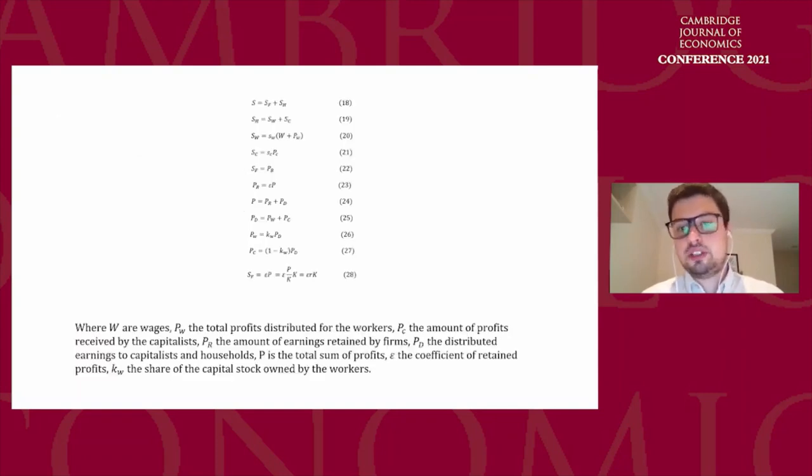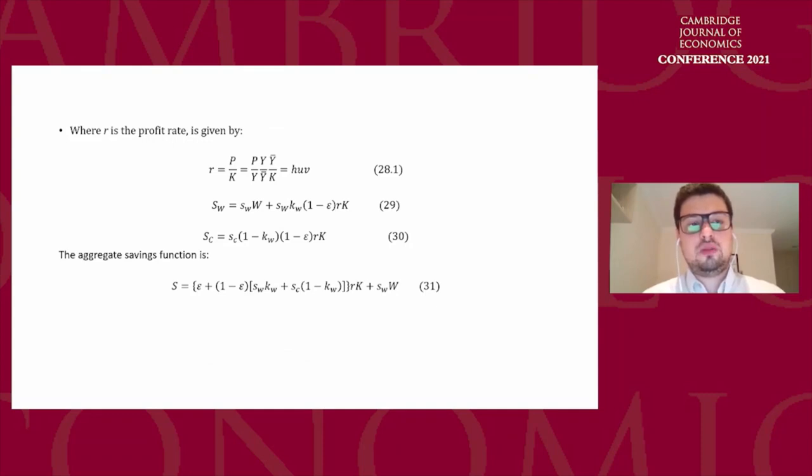This is the set of equations that determine the macroeconomic equilibrium between savings, profits, and investments. Well, the profit rate r is given by equation 28, and then after some transformations, we arrive at the aggregate savings function in equation 31.